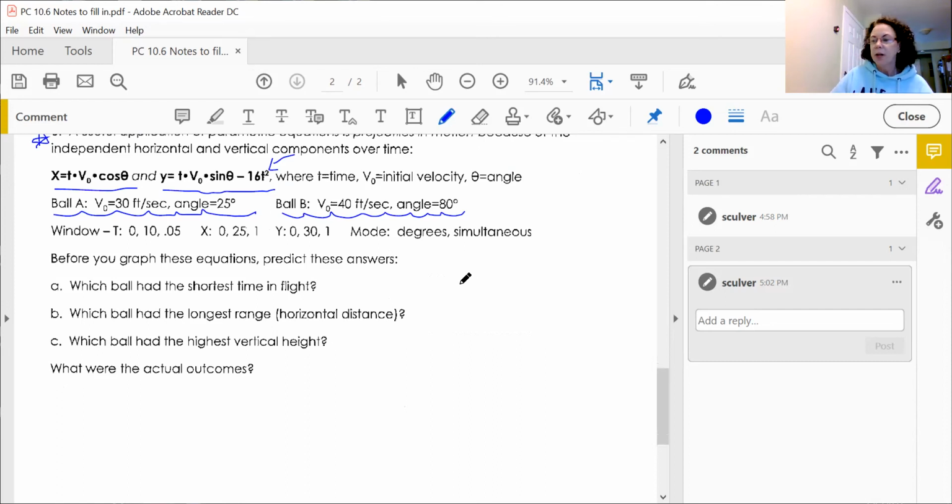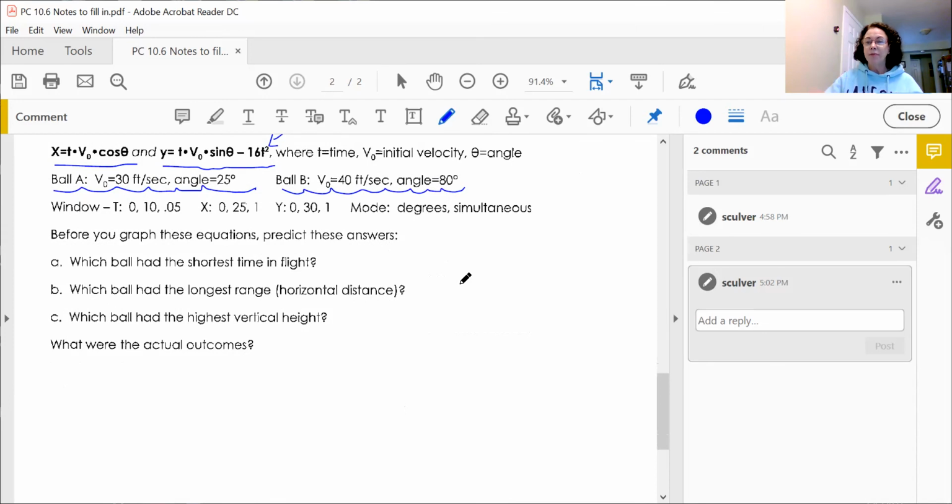And we are going to watch them in flight and see if we can answer the questions that they're asking for. Notice that because this is kind of new to you, I put what the window should look like. Okay, so first, let's just write the equations below that we're going to put into the calculator. So for ball A, and then we'll go to our calculator screen.